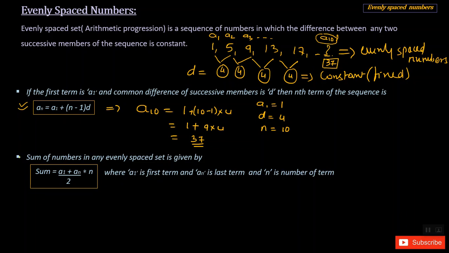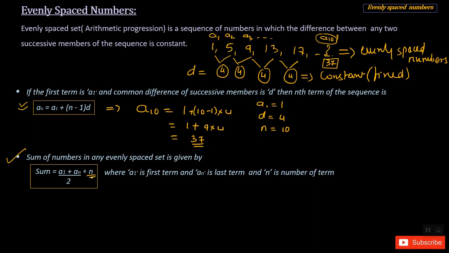So that is, we can calculate by using this rule. The sum of numbers in any evenly spaced set is given by the average of the first and the last term times the number of terms. So here there is no need to calculate the value of n, because it will be mentioned in the question, saying find the sum of 10 terms in the given sequence, or find the sum of 20 terms in the arithmetic progression or evenly spaced numbers. So the value of n will be given to you.